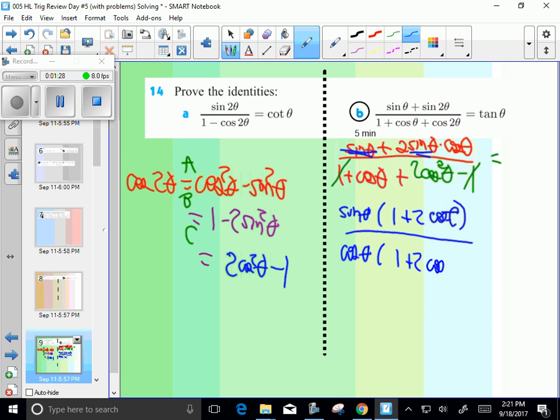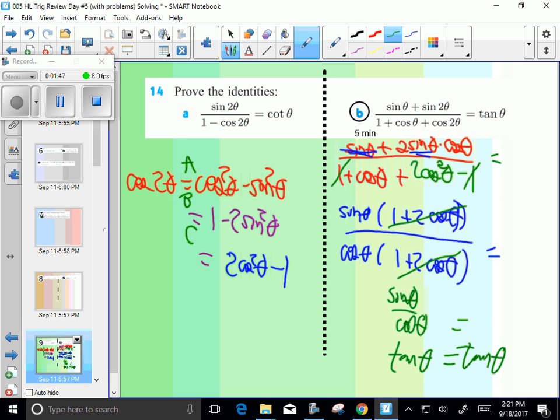Oh, that's nice. That is nice. So now what? These cancel out. Sine over cosine is going to be equal to tangent. There you go. Next, one more.